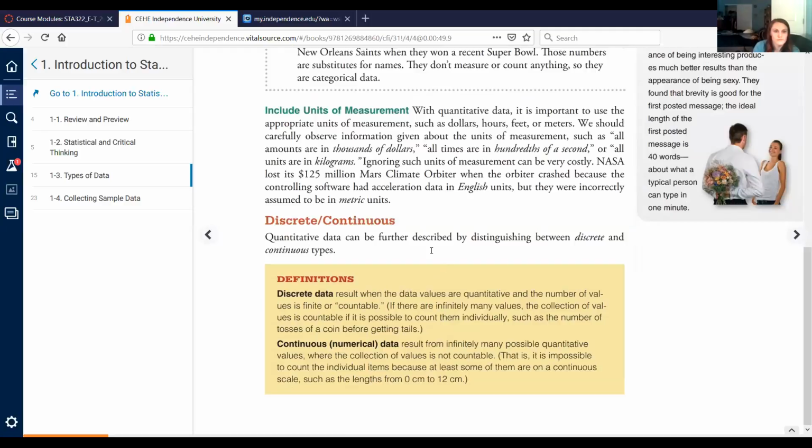So further, we can look at discrete and continuous data. Discrete data are numbers that basically can be counted. Discrete data would be, again, the ages of the adults in your study, because we measure it in discrete year units.